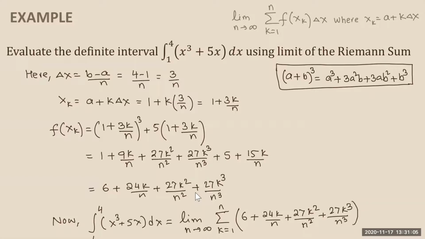That is f of xk. Then we have a delta x. Delta x is 3 over n. So we applied the formula and we have written this expression. Now we need to evaluate this expression in order to find the value of the definite integral.